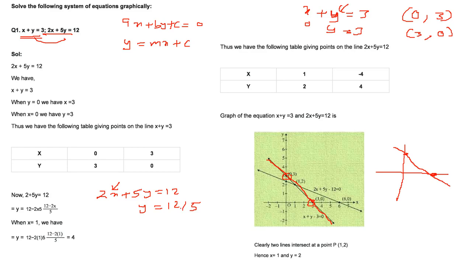So how to do this? We have to choose a number here so that my values come out proper, so that I can actually pinpoint them on this graph. So here I have another idea. What I'll do here is, I'll put y on one side and take x on the other side like this: 5y equal to 12 minus 2x. Then y will be equal to (12 minus 2x) by 5.